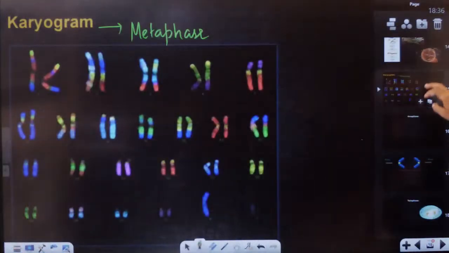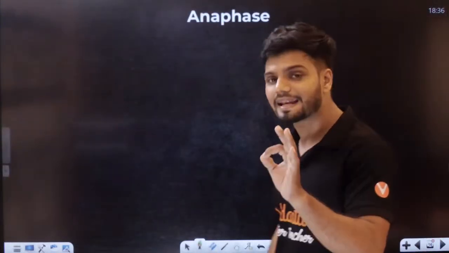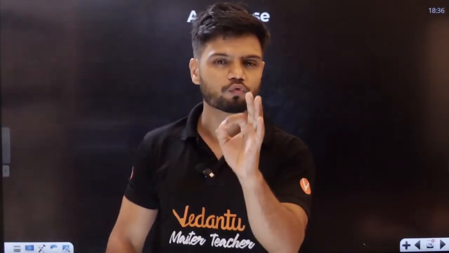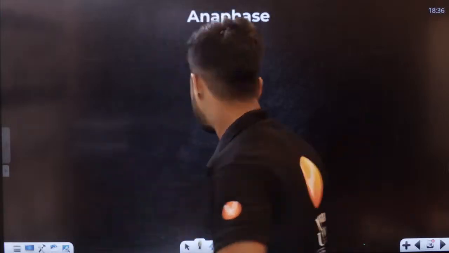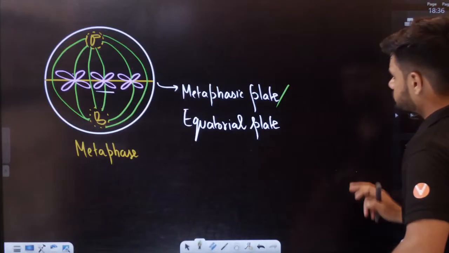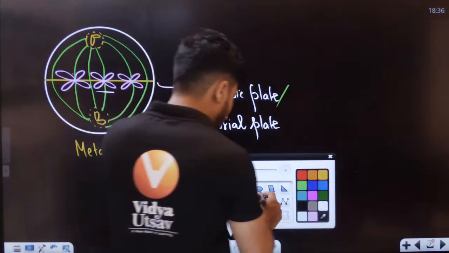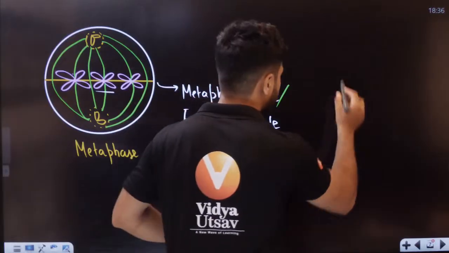Okay, now students, we come to anaphase, the most important. If you understand anaphase, the entire concept is clear to all of you. So please follow very carefully what exactly happens in anaphase. Let's go back to this particular slide. Now let me draw one anaphase here. What exactly happens in the case of anaphase?